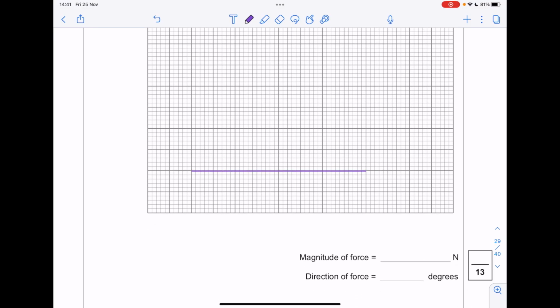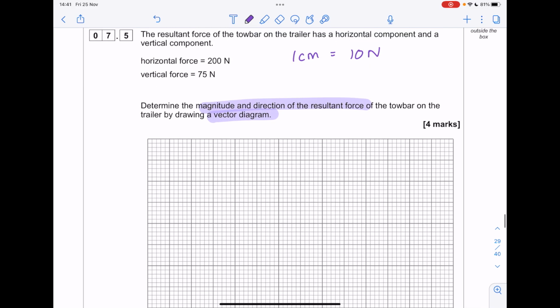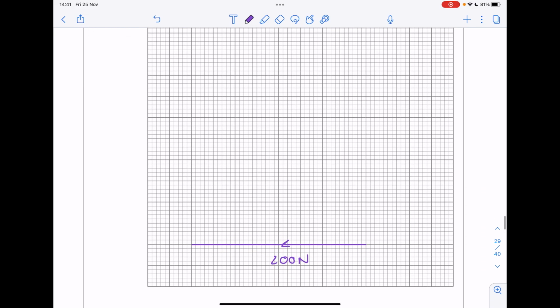So measure that line, make sure it is 20 centimetres long. I'm going to struggle to do this accurately on the iPad. And then for our vertical force of 75 newtons, remember we want to draw a line that's 7.5 centimetres high. And then lastly, join those lines together to find the resultant force. You want to measure the length of that line.